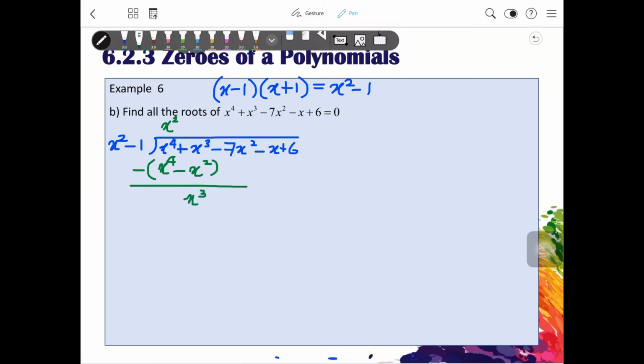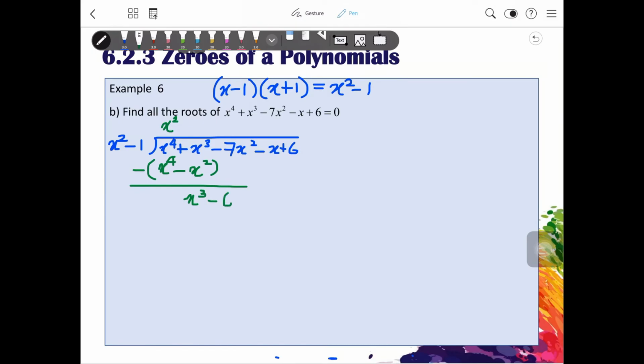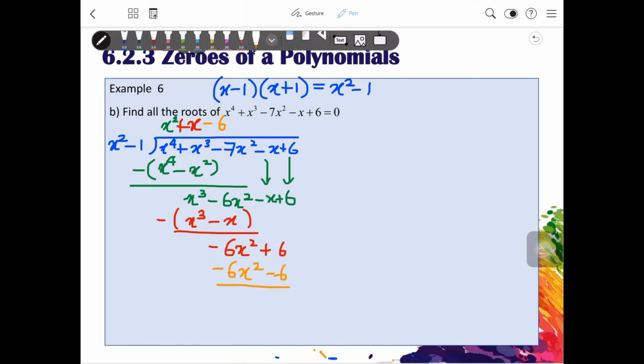So we will get x cubed, and then we have minus 7x squared minus negative x squared, which is minus 7x squared plus x squared, giving minus 6x squared. So minus 6x squared, pull down the negative x, pull down the 6. The next step is to make x cubed disappear by multiplying by positive x. We will get x cubed minus x. Put a minus with the bracket. So we will have negative 6x squared plus 6 only. Then the next one, we will do minus 6 to get negative 6x squared minus 6. So we will put the quotient and the divisor together.